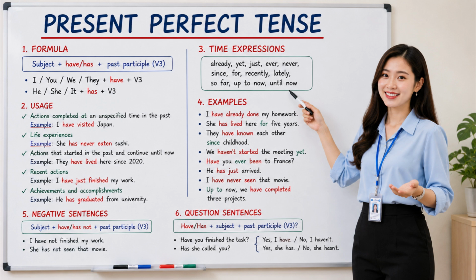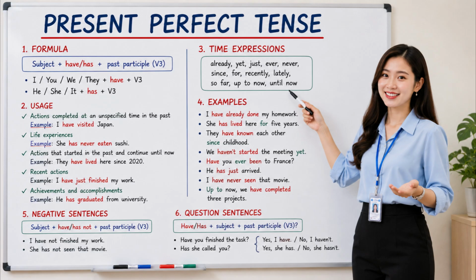Examples. I have already completed the assignment. She has already left. Have you finished your work yet? They haven't arrived yet. 5. To talk about accomplishments and achievements. We use the present perfect to describe achievements and successes.